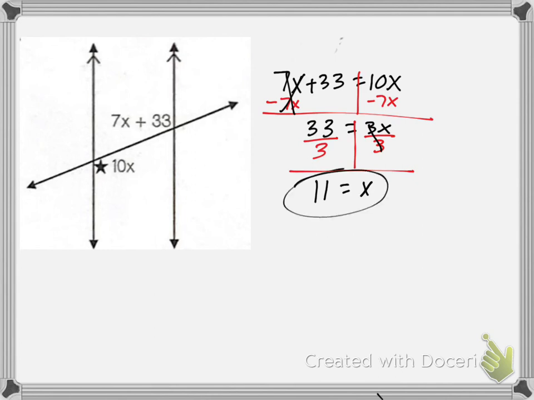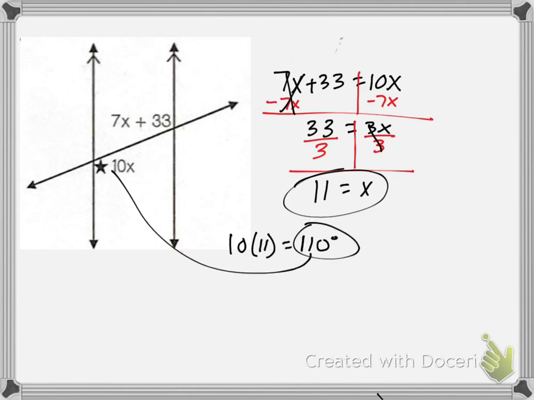To find the missing angle, you're going to get this right here, and you're going to substitute it into that x. Okay, so if we do 10 times 11, we get 110. That's the degree for that angle. Okay, if you wanted to use 7x plus 33, it would still get you 110 because they are the same angle.